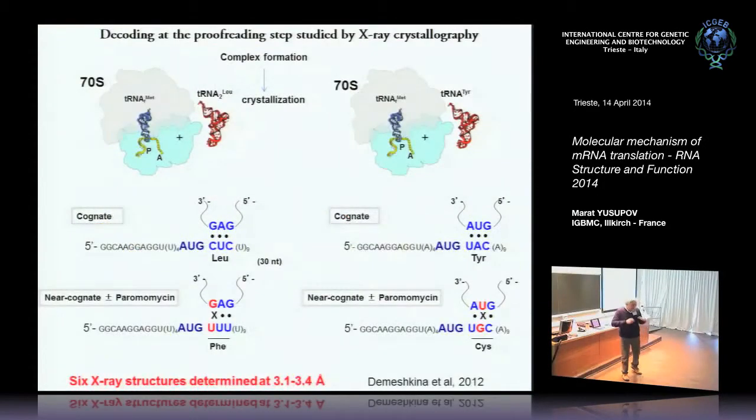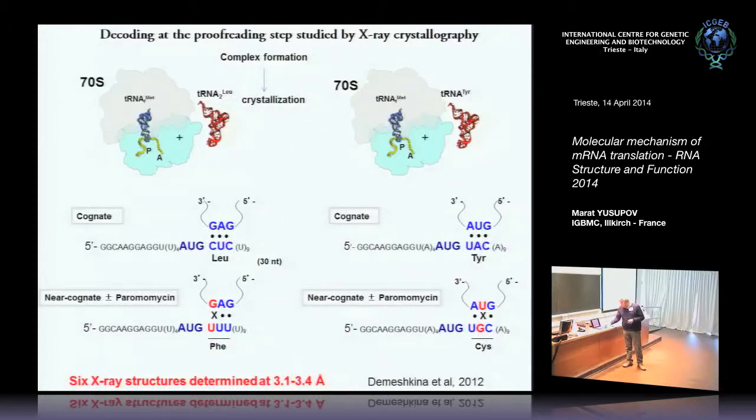So we created, for comparison, control complexes, which have a normal cognate tRNA with a cognate codon, and two types of near-cognate tRNAs, where one base pair is a wobble. Here we introduce a GU base pair in the first position, and here a GU base pair in the second position.